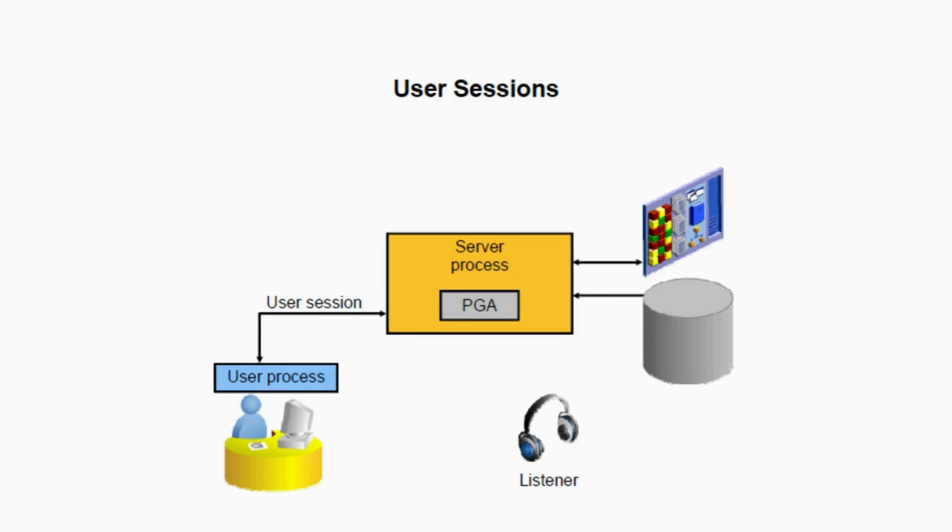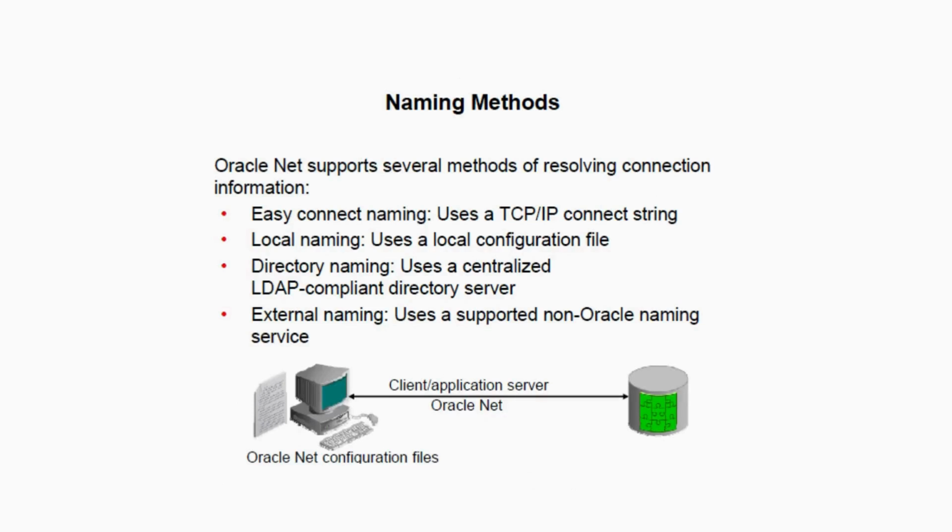The server process checks the user's authentication credentials, usually a password, and if the credentials are valid, a user session is created. Easy Connect Naming. The Easy Connect naming method enables clients to connect to an Oracle database server by using a TCP/IP connect string consisting of a host name and optional port and service name as follows: connect username/password@host:port/service_name. The Easy Connect naming method requires no configuration.